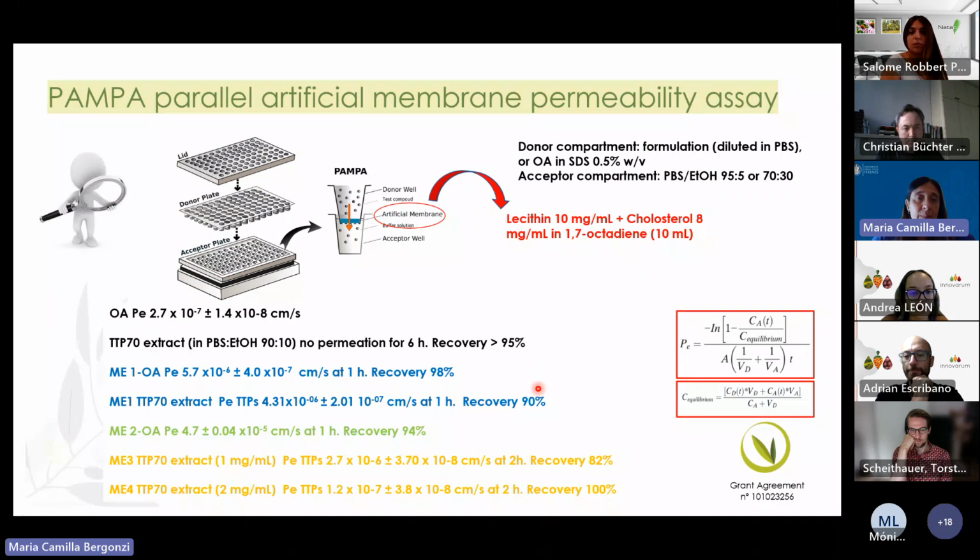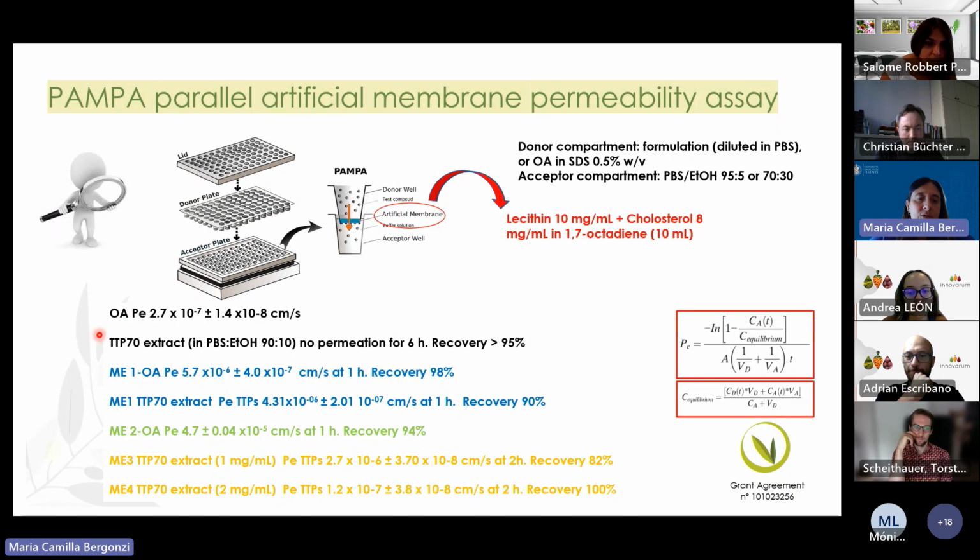PAMPA is a parallel artificial membrane permeability assay, an in vitro test to evaluate the increase of permeability of the compounds due to the formulations. We have a donor compartment, an acceptor compartment, and here a membrane that contains lecithin and cholesterol to mimic an intestinal barrier.